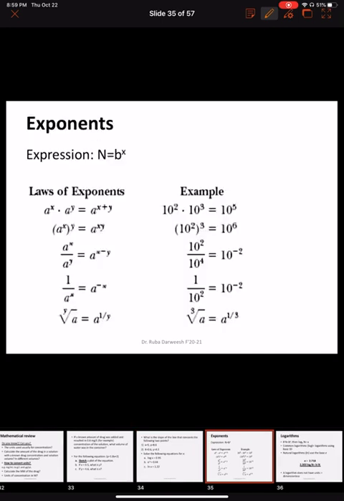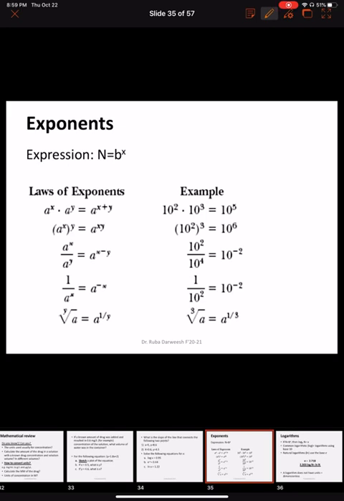Okay, in this slide, you can see that we have different exponent functions. Again, I just add them usually just to make sure that you know certain basics about the exponents.